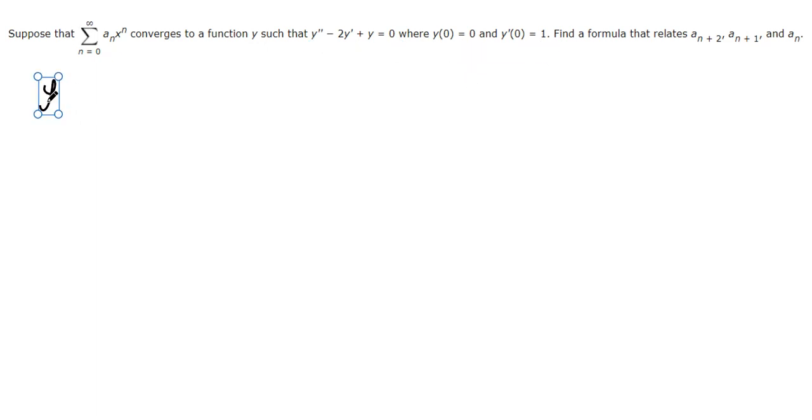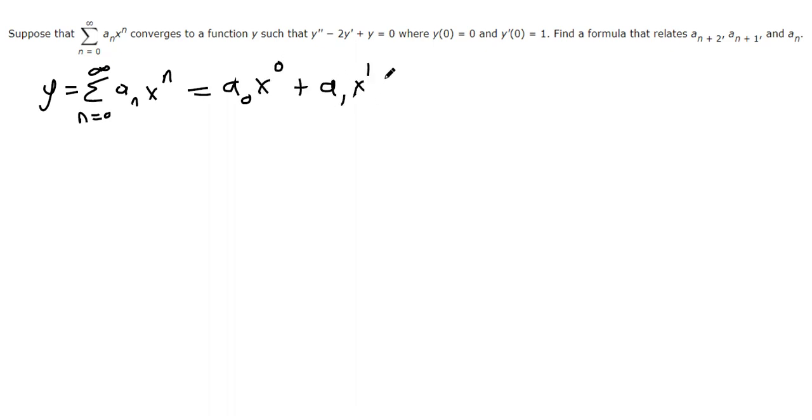So what we could first say is that y is the sum from n equals 0 to infinity of a sub n x to the nth power, which means, if we look at some terms in that series, that's going to be a sub 0 times x to the 0 power plus a sub 1 times x to the first power plus a sub 2 times x to the second. And I'm listing a few because we're going to want something to look at when we look at the derivative of y.